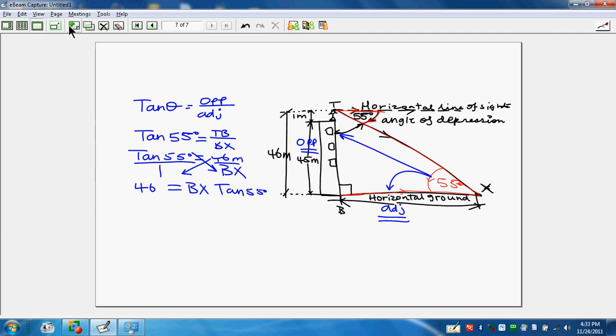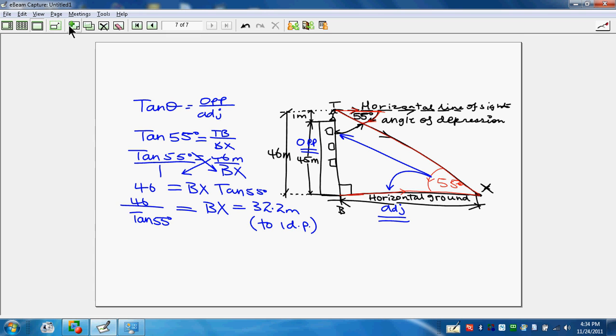So therefore we could find that, if we divide by tan 55 degrees on both sides, we'll get 46 over tan 55 degrees is equal to BX. And if we work 46 divided by tan 55 out, we'll get 32.2 meters if we round it off to one decimal place or to 3 significant figures. So this will be correct to 1 decimal place, and that will be the answer that they're looking for.